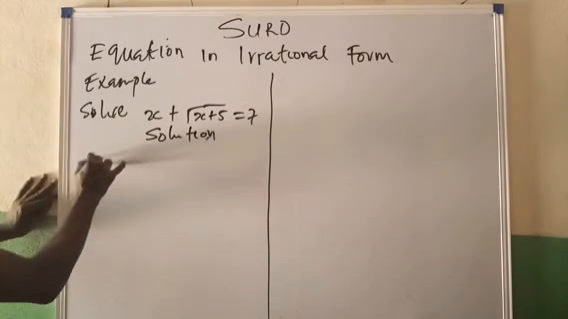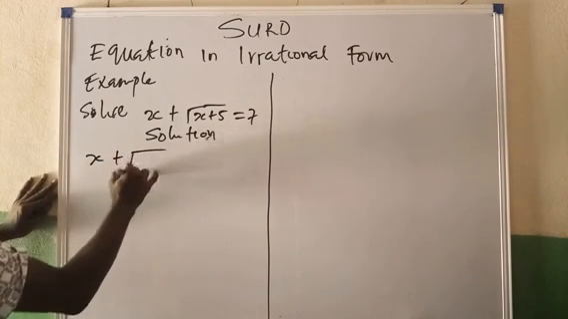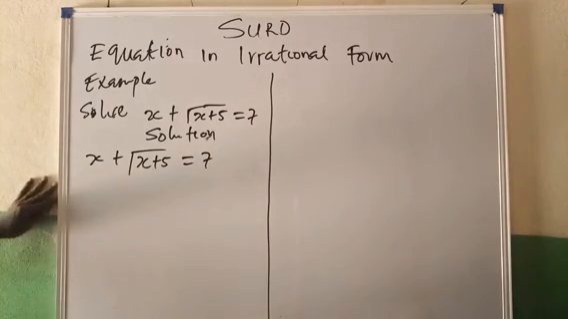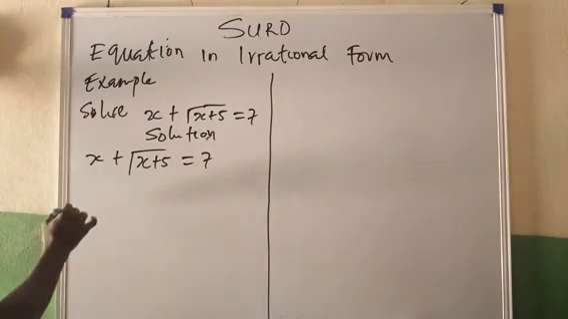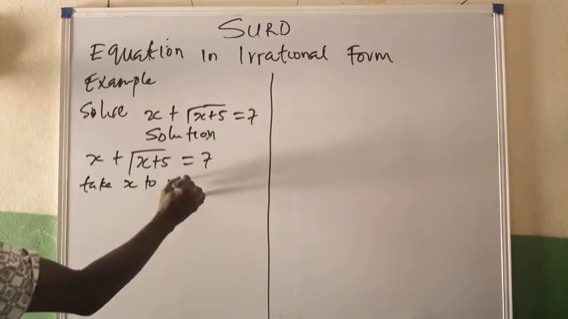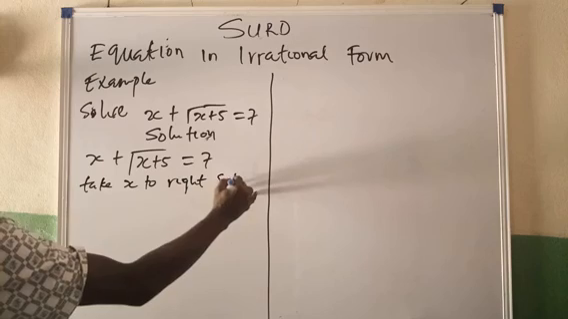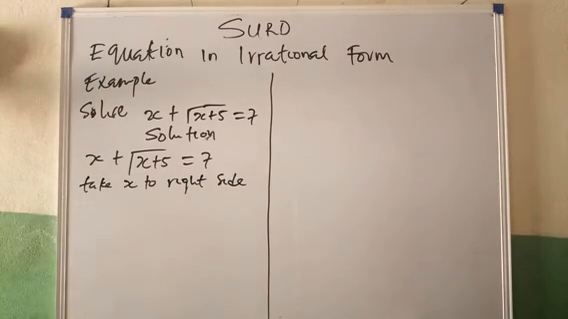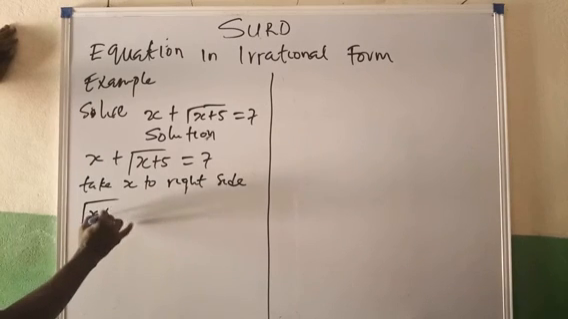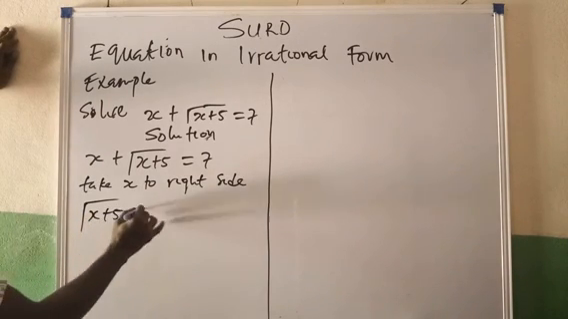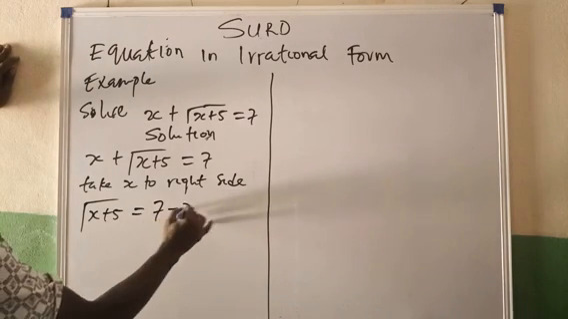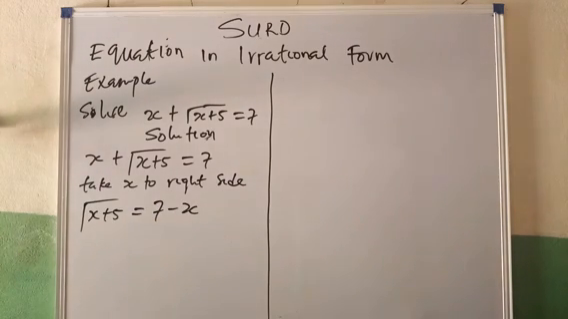We have s plus root s plus 5 is equal to 7. Take s to the other side. I take s to the right side, and I will have root s plus 5 is equal to 7 minus s.